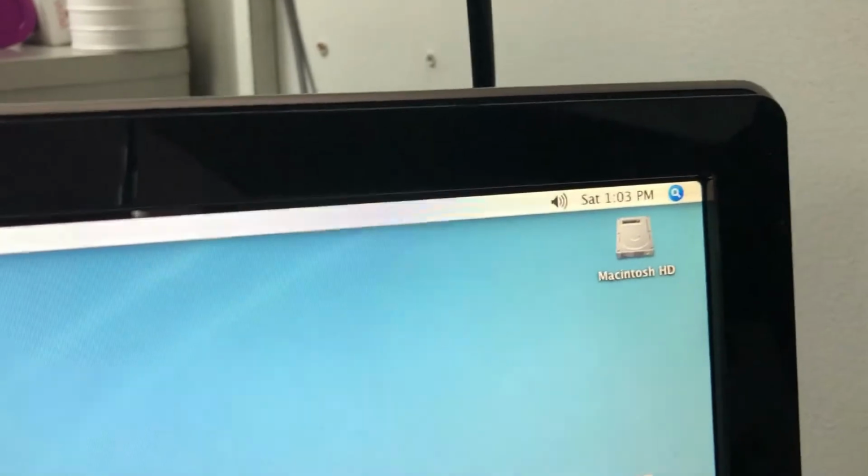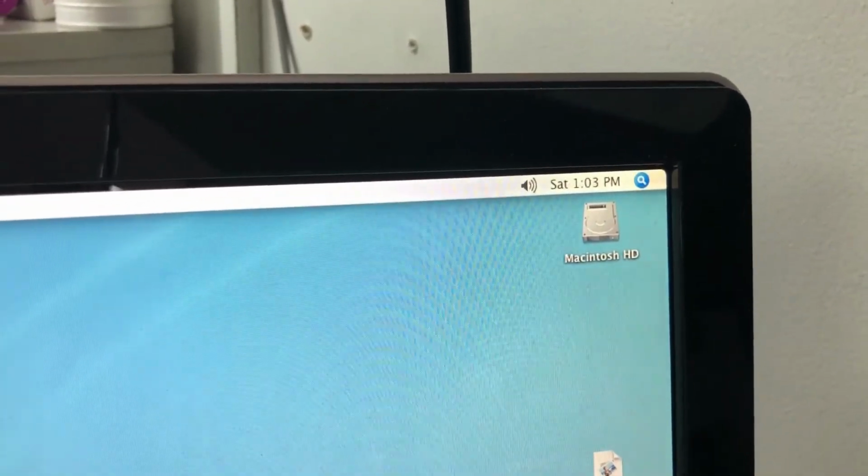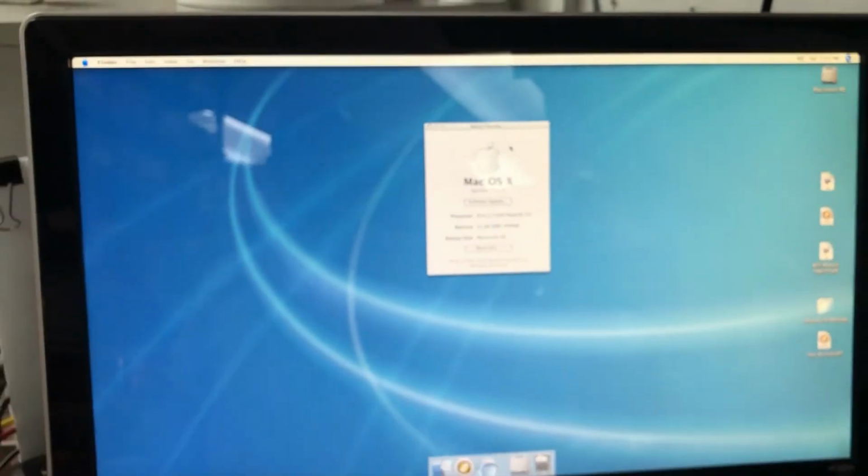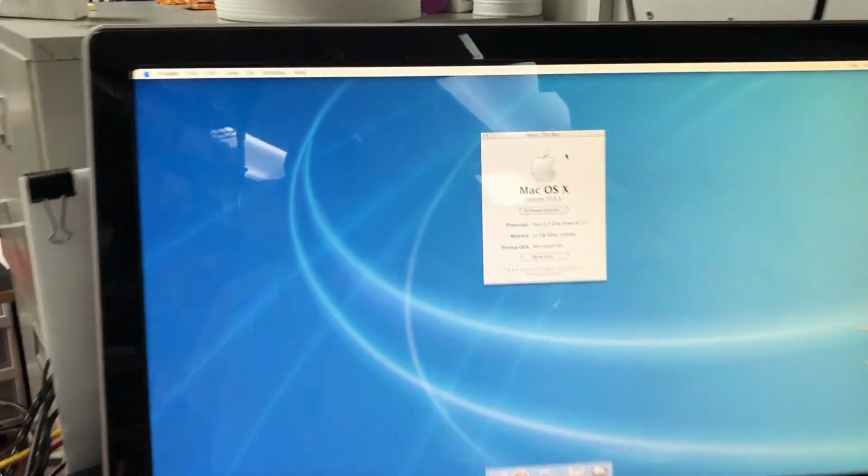So problem solved. Somebody bent that pin back, probably at a previous repair for who knows what crazy reason. And that's what's going on today at PC 911.